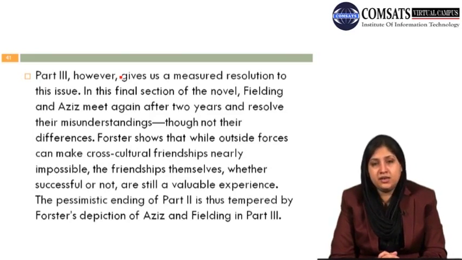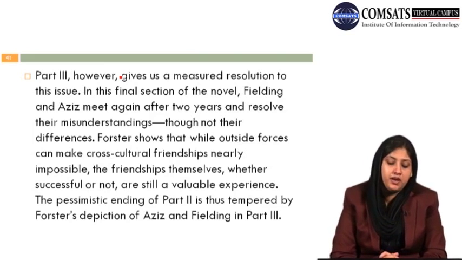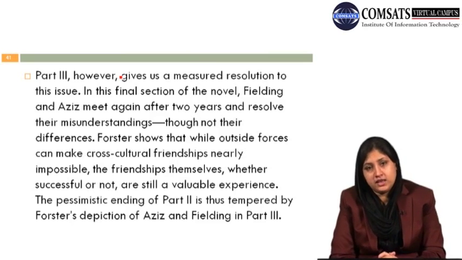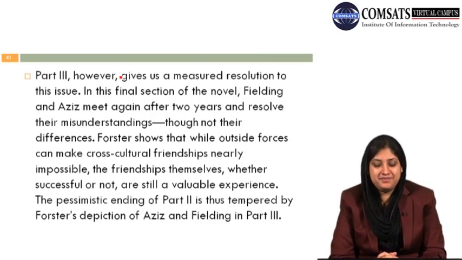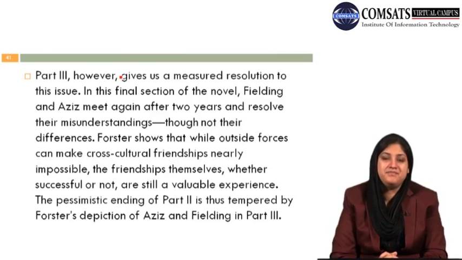The pessimistic ending of Part 2 is thus tempered by Forster's depiction of Aziz and Fielding in Part 1 and in Part 3.